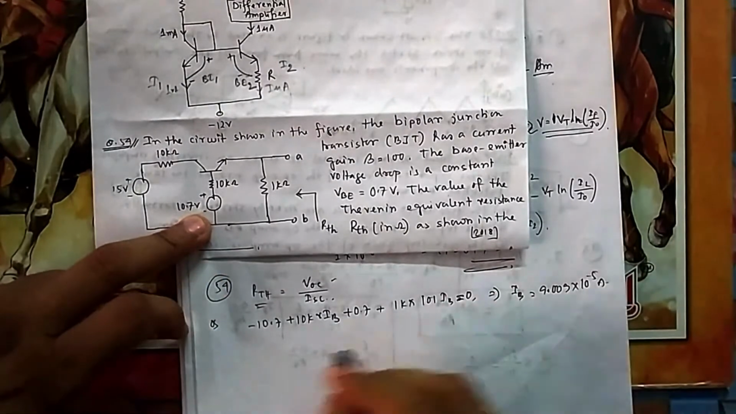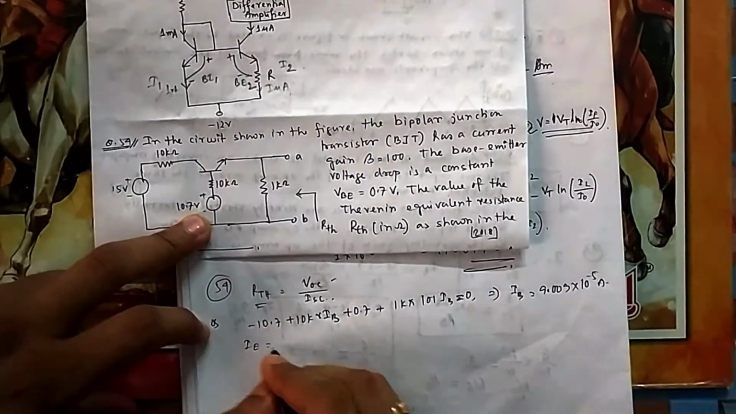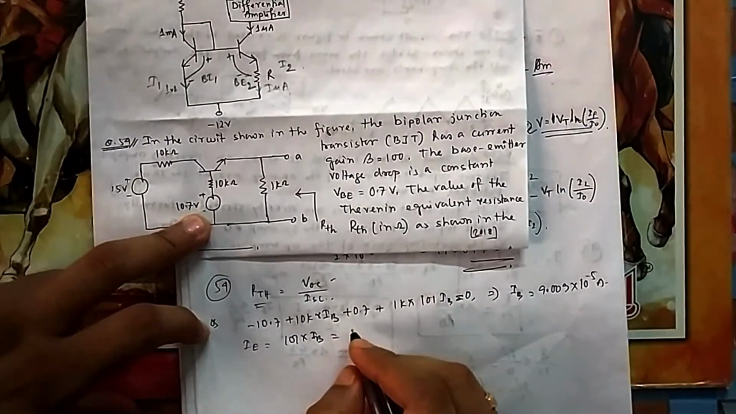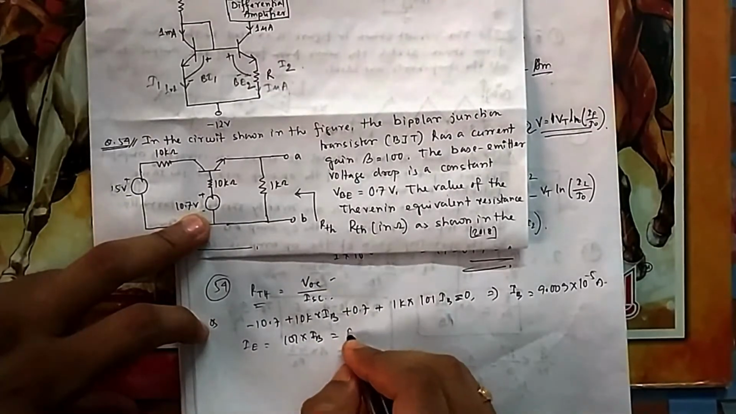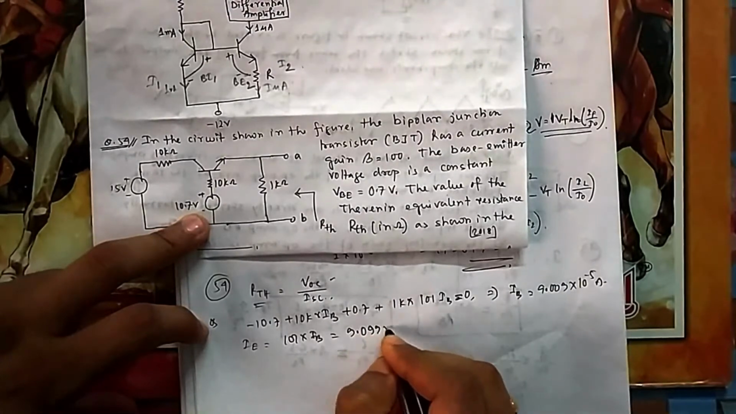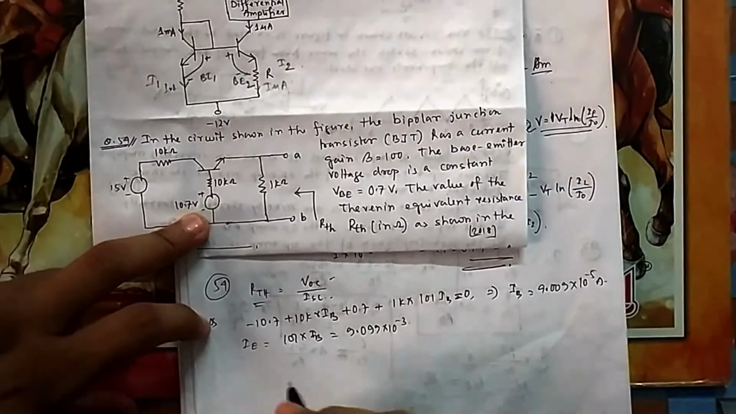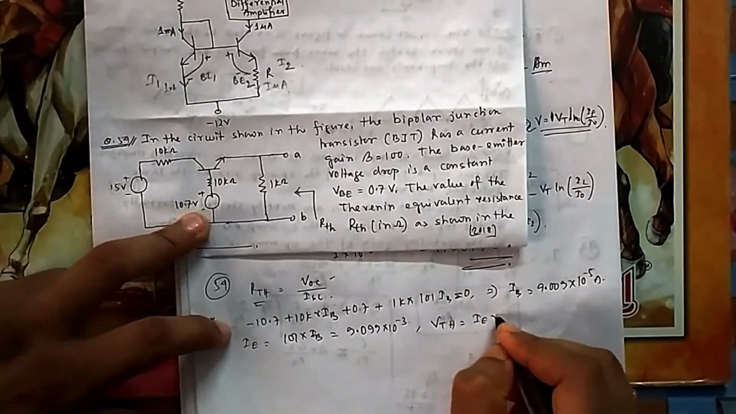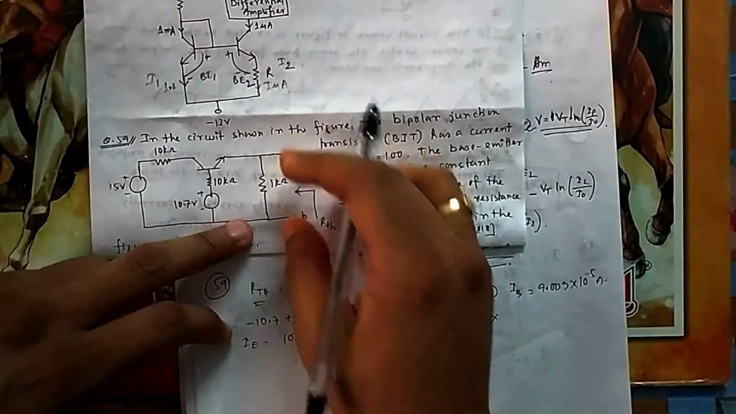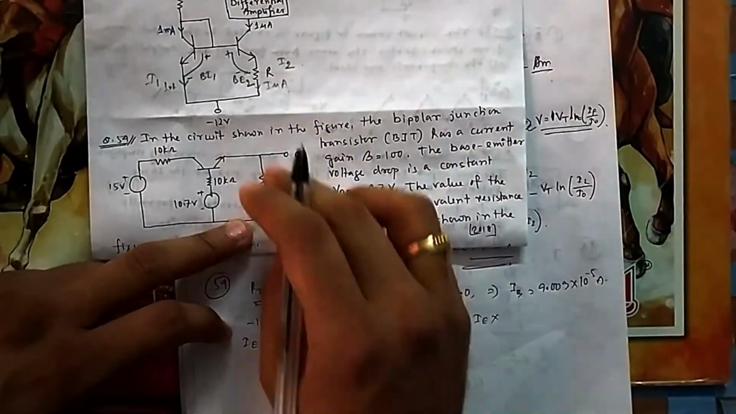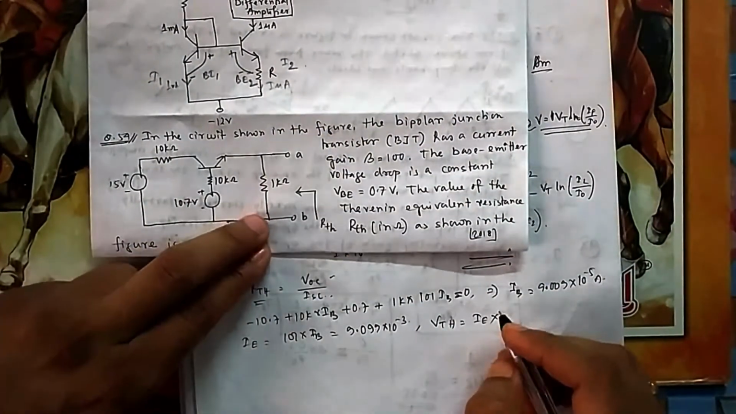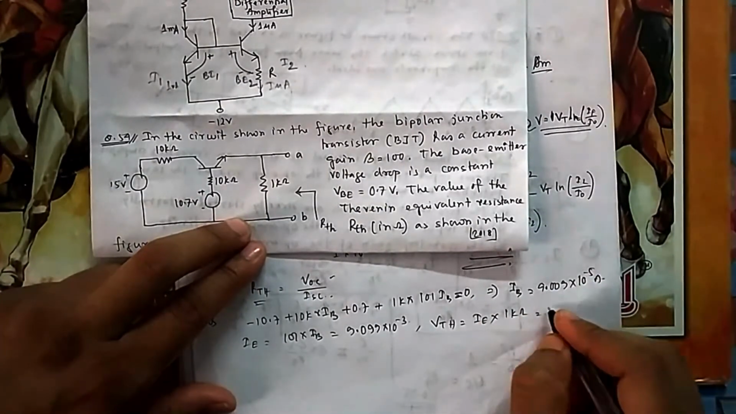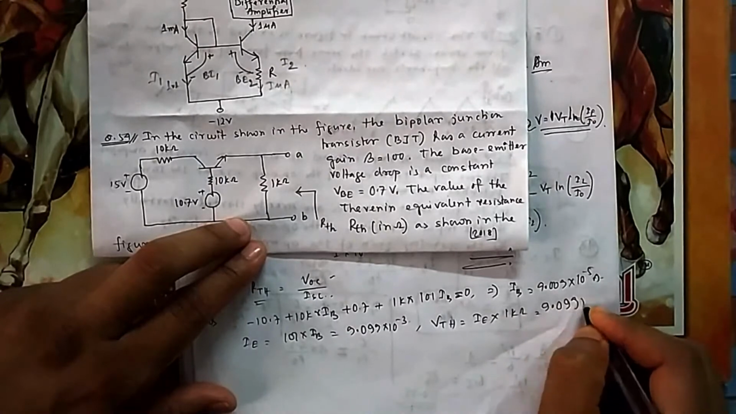Once you know this, you can easily calculate I equal to 101 into IB. If you multiply with 101, you will get I equal to 9.099 into 10 to the power minus 3. So what will be your VTH? VTH, the open circuit voltage that I am calculating, VOC, Thevenin's voltage also you can say, will be IE multiplied by 1 kilo ohm. So if you multiply it by 1 kilo ohm, it is 9.099 volt.